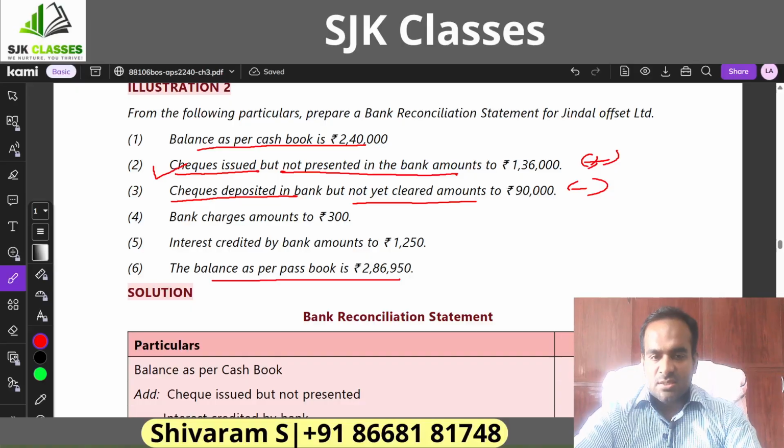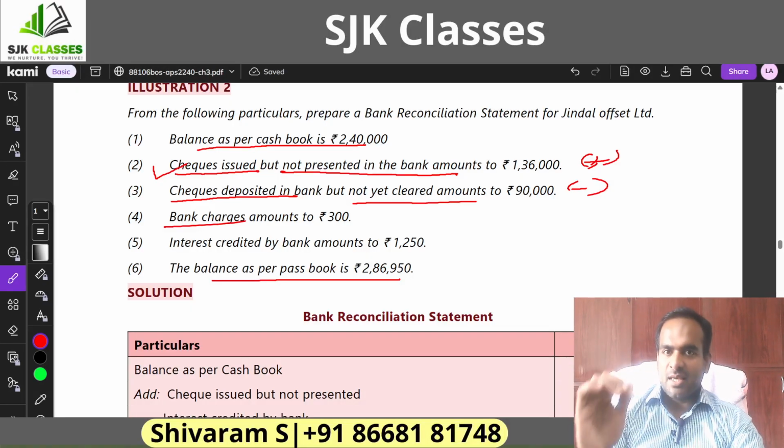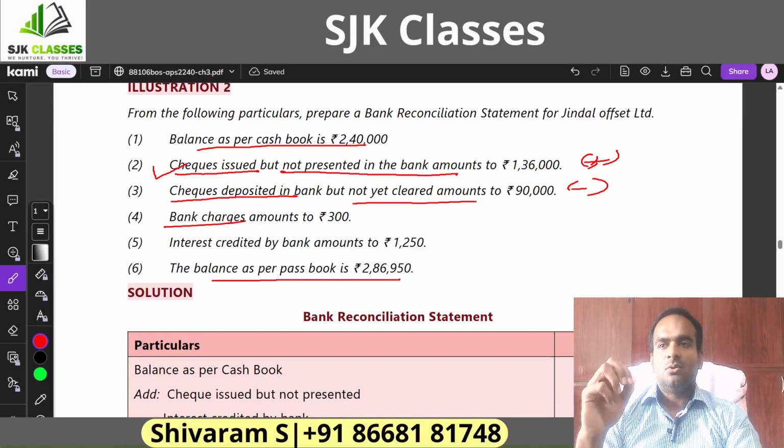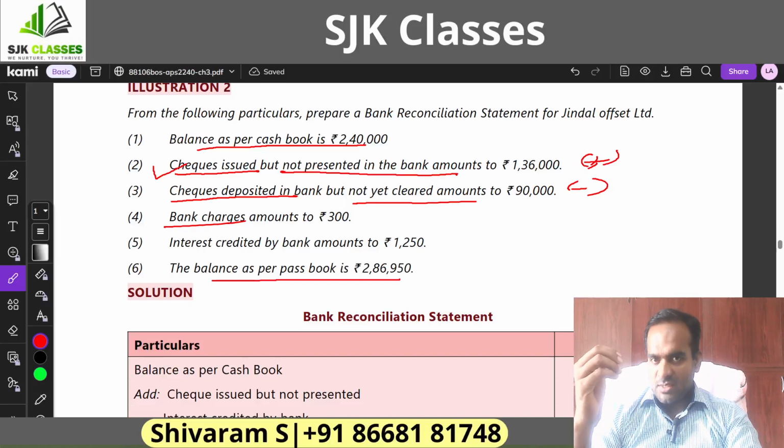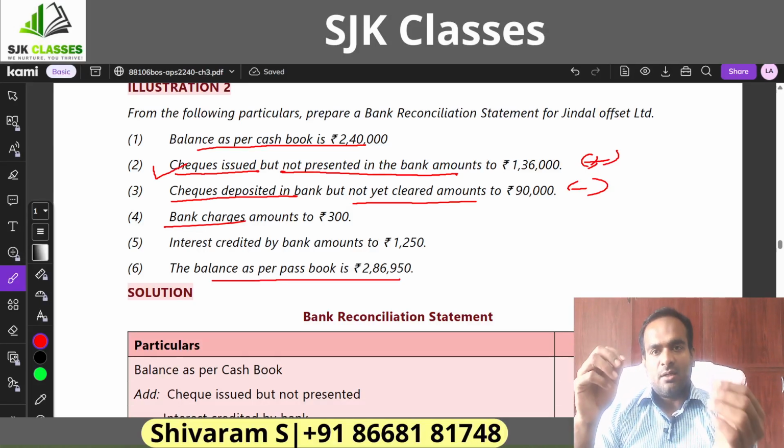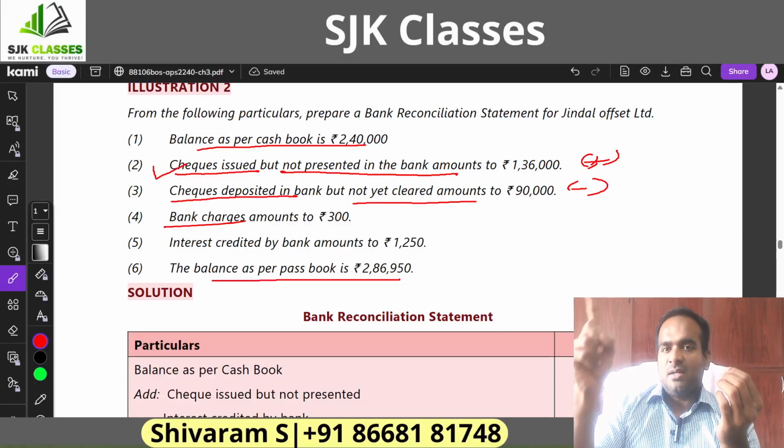What is bank charges? Once I read this entire word, bank charges, it's clear that it's a case of payment. Bank is charging 300 rupees from me. So it's a case of payment. In which book the impact will be there? Bank charges, bank is charging the money now. They are in control of passbook only. So automatically, the impact is there in the passbook. The case of payment, and impact is there in the passbook.